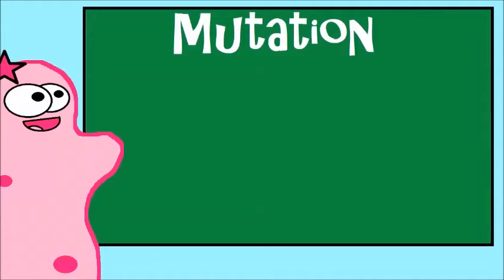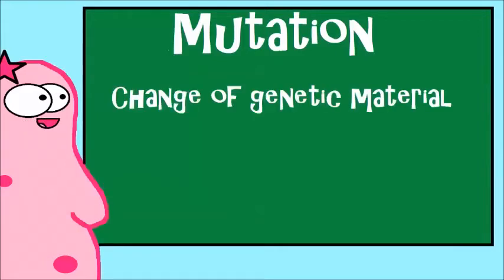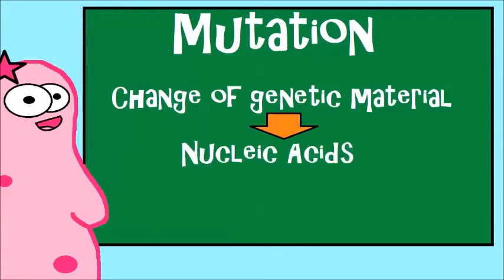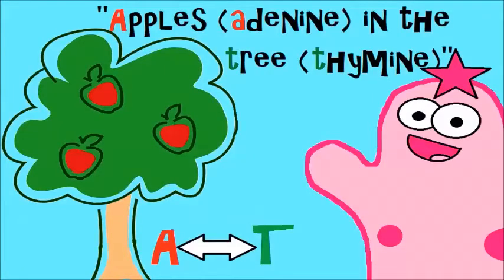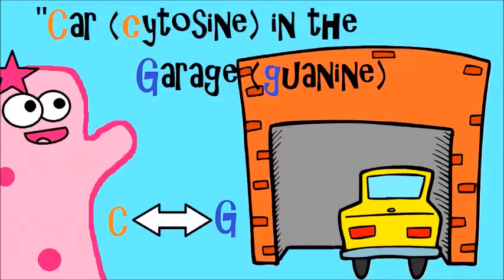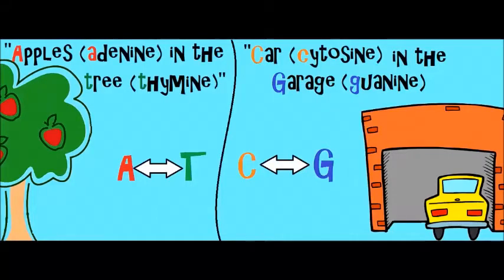Most people understand that a mutation is some kind of change. It is a change of genetic material, and more specifically, a nucleic acid. RNA and DNA, they're both types of nucleic acids. So how does a change happen? Remember that in DNA, the base adenine (A) goes with the base thymine (T), and the base cytosine (C) goes with the base guanine (G). And that's all good, but what happens if the wrong base matches up?